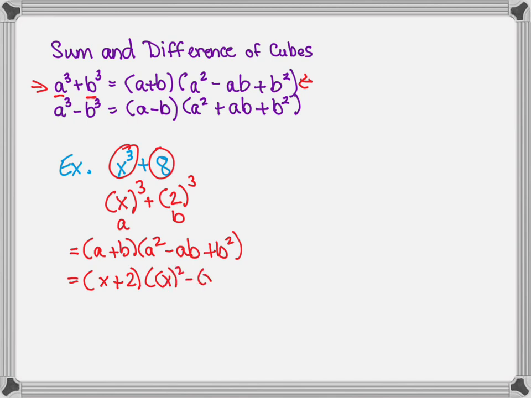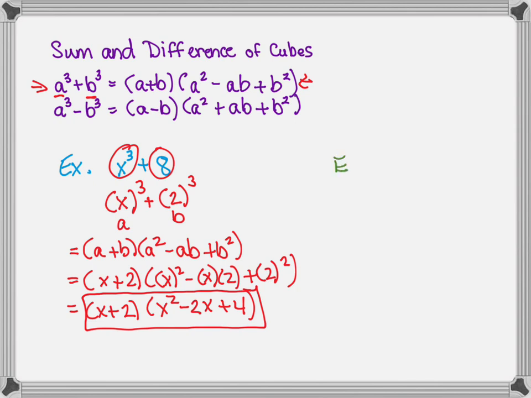So we have x plus 2 times x squared minus x times 2 plus 2 quantity squared. Let's simplify. So I have x plus 2 times x squared minus 2x plus 4. Now, with the sum and difference of cubes formula, even though we have something with an exponent in that second parentheses, if we had already checked and there was no greatest common factor, we will not be able to factor further that quadratic trinomial. So this is completely factored.